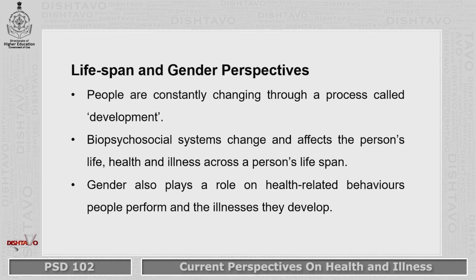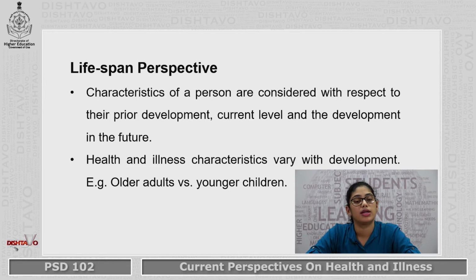Moving on to the next topic, that is lifespan and gender perspectives. People are constantly changing through a process called development. Psychosocial systems change and affect a person's life, health, and illness across their lifespan. Gender also plays a role in the health-related behaviors people perform and the illnesses that they develop. The lifespan perspective: characteristics of a person are considered with respect to their prior development, current level, and development in the future. Health and illness characteristics vary with development.